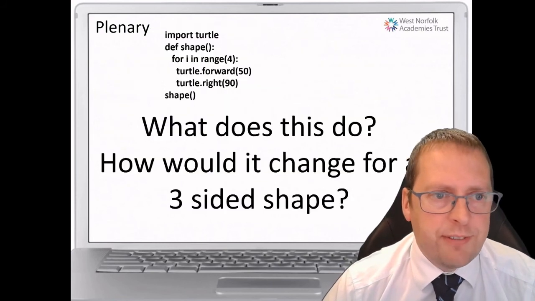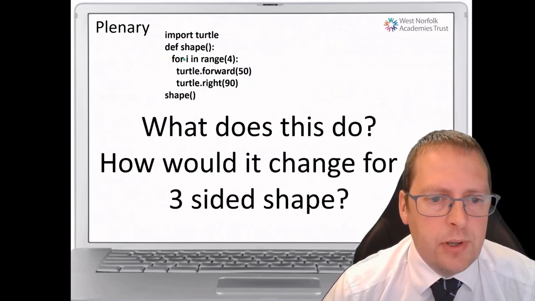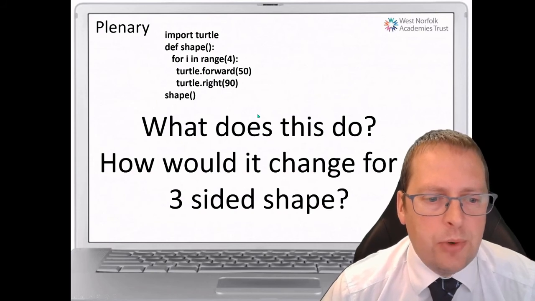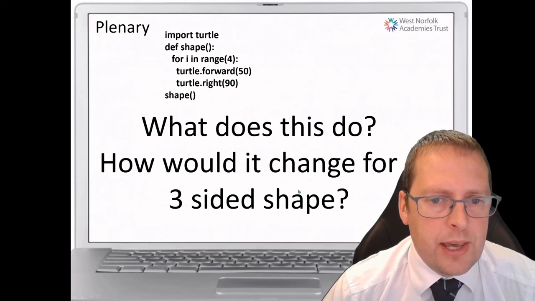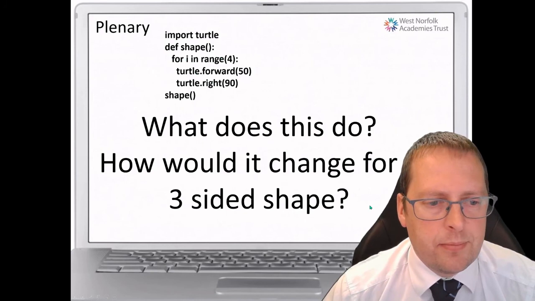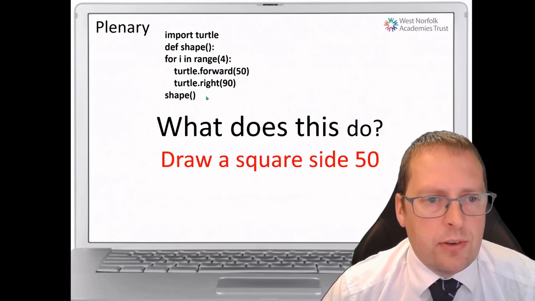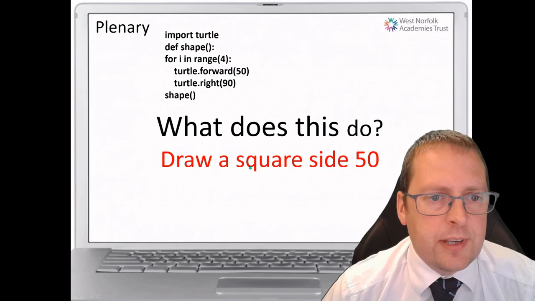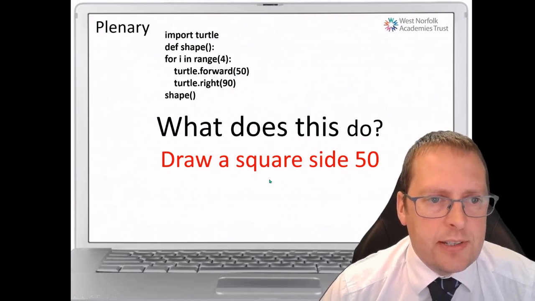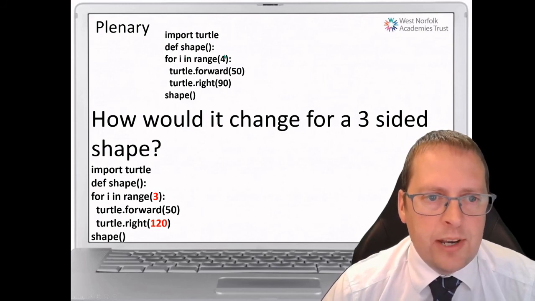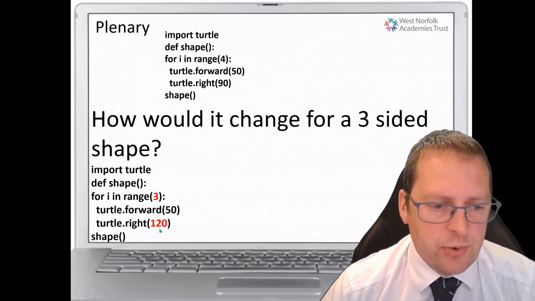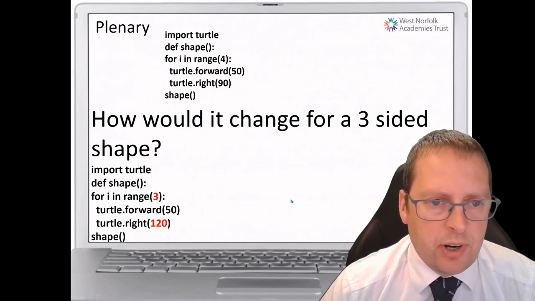So some questions just to finish off. Have a look at the code here. What does this do? How would it change for a three-sided shape? So first of all, what does this do? You should be able to answer that. And that is, it draws a square with sides of 50. To change it for the three-sided shape, for i in range, you'll change your range to 3, and the angle you would change to 120 for an equilateral triangle.